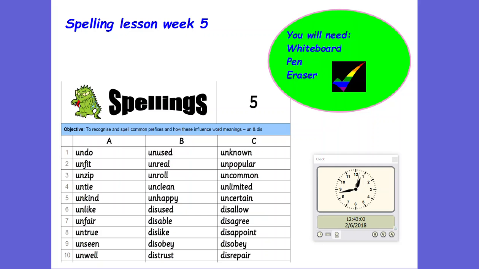So what you will need for this lesson is a whiteboard, a pen and an eraser. I hope you have all those things with you.